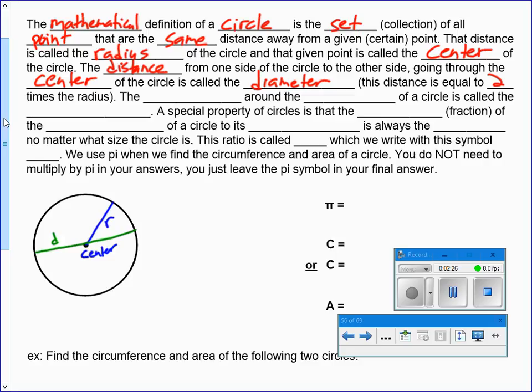The distance around the outside of the circle is called the circumference. With polygons, that's called the perimeter, but with circles, that's called the circumference.